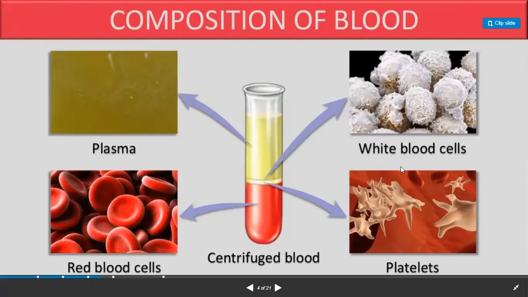Now, the blood cells are of three types. So we have the red blood cells, which we'll call erythrocytes.